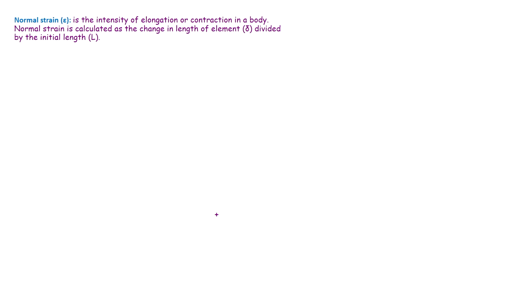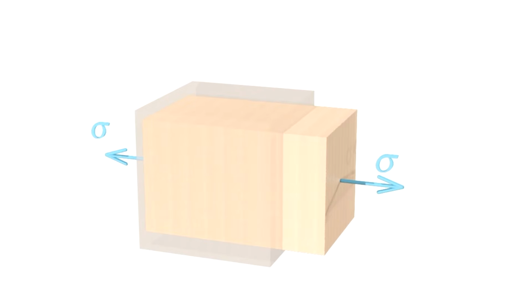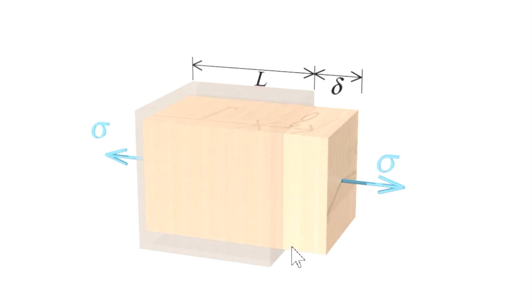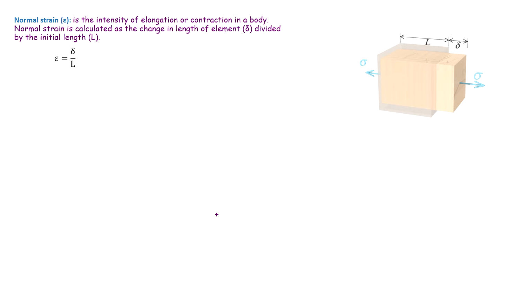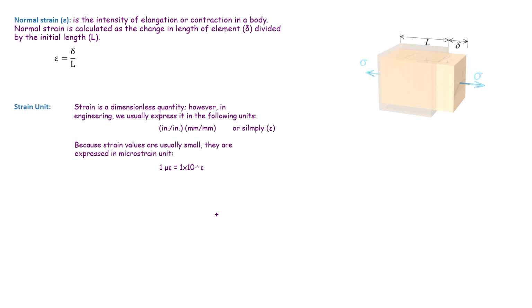Now let's define normal strain. Consider a cube element with an initial length of L that is subjected to normal stress, and assume that the amount of elongation in the element is delta. Normal strain, which is shown by epsilon, is mathematically defined as the change in the length of the element divided by the initial length. So epsilon is delta over L. Strain is a dimensionless quantity because both delta and L have the same unit, which cancels out in the fraction.